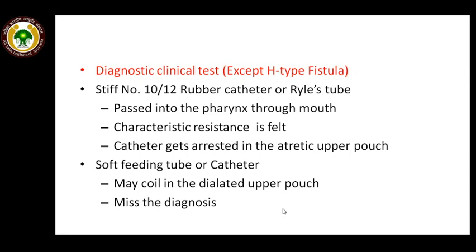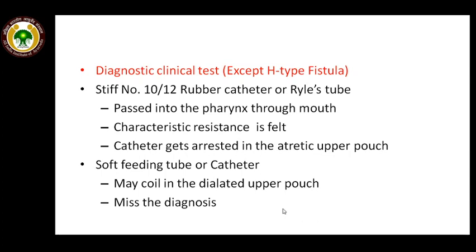For diagnosing H type of fistula, it is a bit difficult and you need fluoroscopy to diagnose this accurately. But in all the other cases, it can be diagnosed through a diagnostic clinical test. In this test, a stiff number 10 or 12 rubber catheter or Ryle's tube is passed into the pharynx of the baby through the mouth, and a characteristic resistance is felt as the catheter gets arrested in the atretic upper pouch. A soft feeding tube or a catheter should not be used because it may coil in the dilated upper pouch and you may miss the diagnosis.